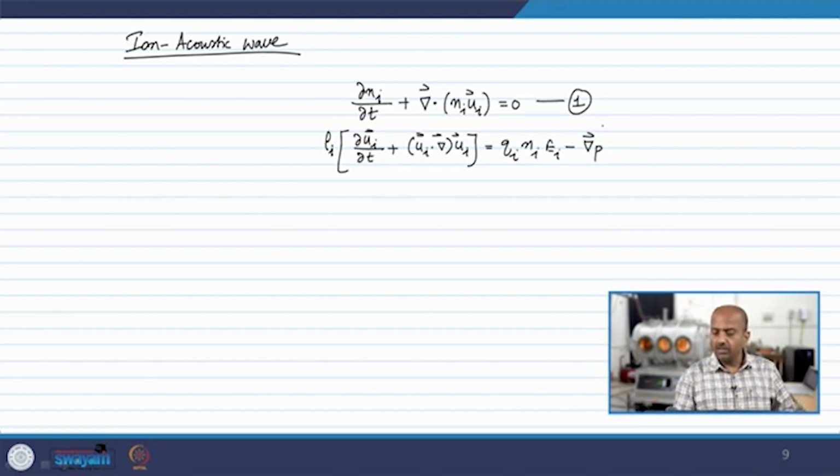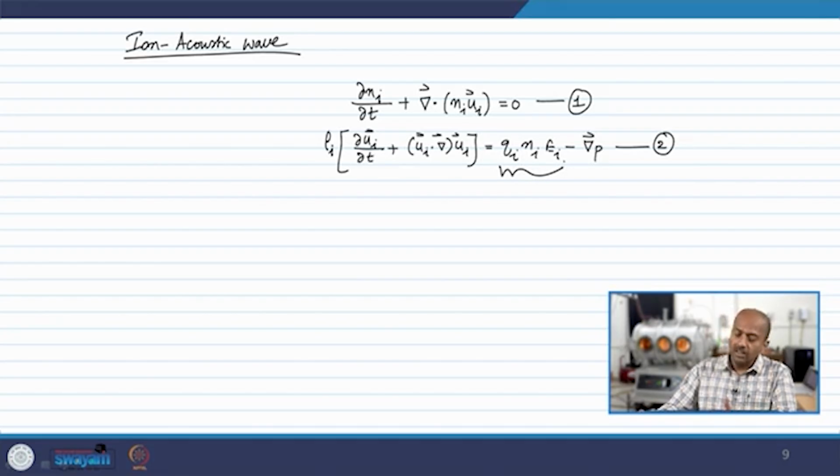So we still have this pressure force term on the right hand side, but in addition we have now introduced the force due to the electric field. Where is this electric field getting created? It represents the charge of the ions; we have assumed that the information about the vibration of the ions is well represented by the electric field.